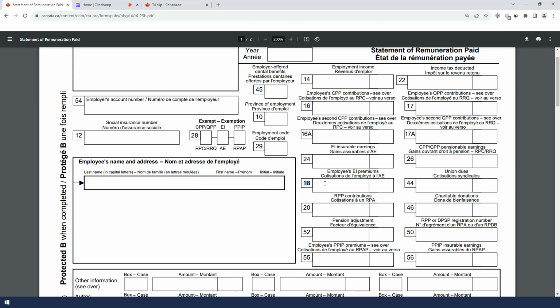Box 18 is how much was deducted from your paycheck towards EI. These are the premiums that you pay for employment insurance, and that comes out of your paycheck. And there's a maximum per year, of course.